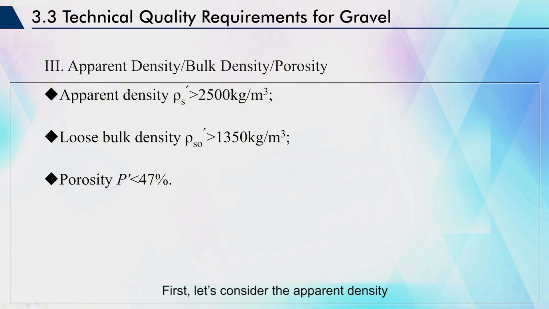First, let's consider the apparent density, bulk density, and void ratio of stone in concrete materials. The requirements are similar to those for sand, with the following criteria. Apparent density, more than 2,500 kg per cubic meter. Loose density, more than 1,350 kg per cubic meter. And void fraction, less than 47%.